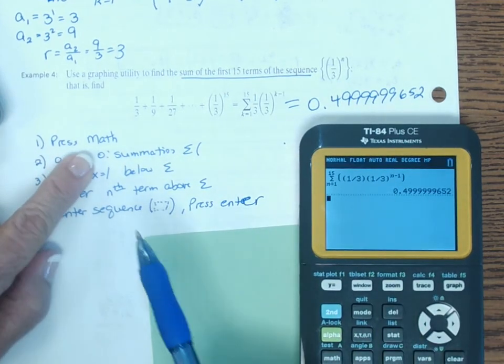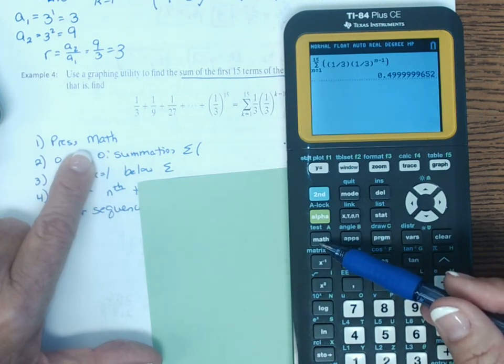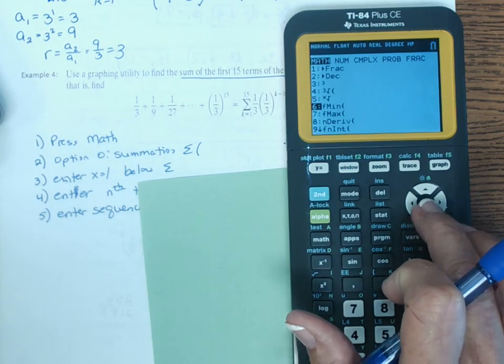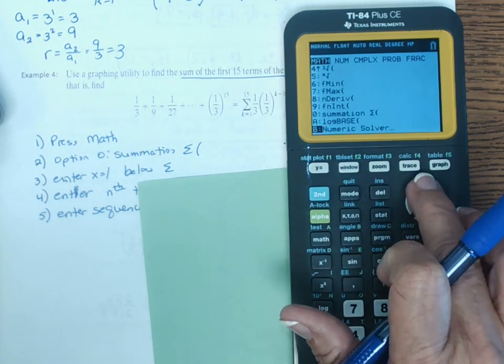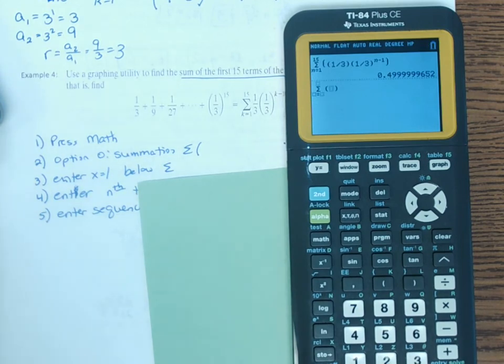Okay, so if you have to add a certain number of terms together using the summation button, which is found by pressing the math key, again, the math key, and then choosing option 0. So you can either arrow down or you can arrow up, and it will bring you to the bottom of the list. So there you go. Okay, and you'll go ahead and enter it.